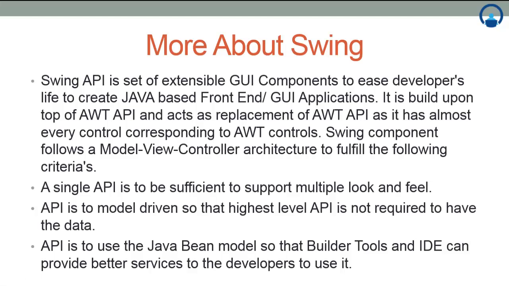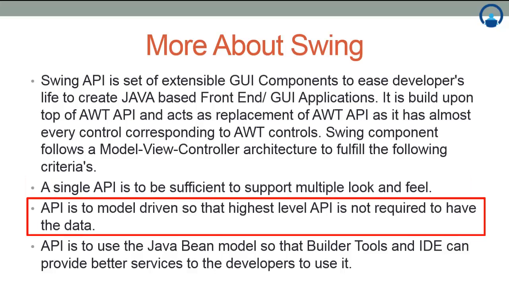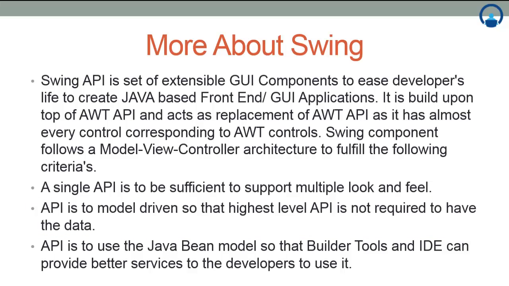Swing components follow a model view controller architecture to fulfill the following criteria. We'll also be discussing what a model view controller architecture is. First of all, a single API is to be sufficient to support multiple look and feel. Second, the API is to be model driven, so that the highest level API is not required to have data. And third, the API is to use the Java Bean model so that the builder tools and IDEs can provide better services to the developers to use it. So it follows a Java Bean model.